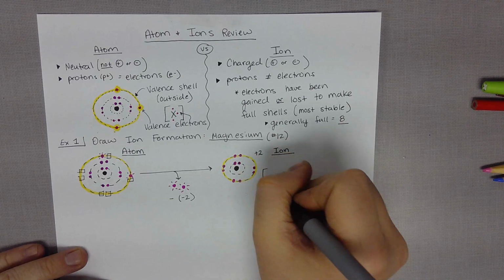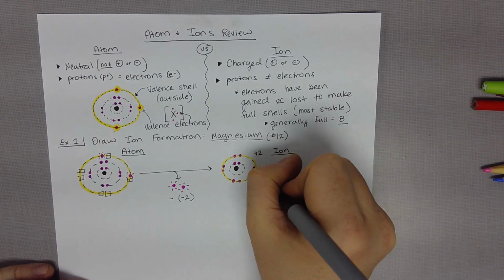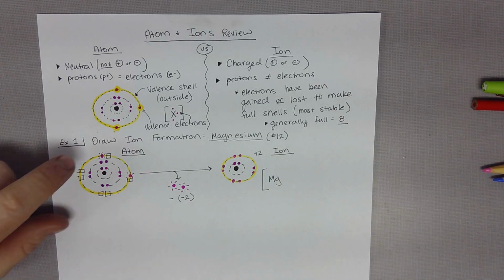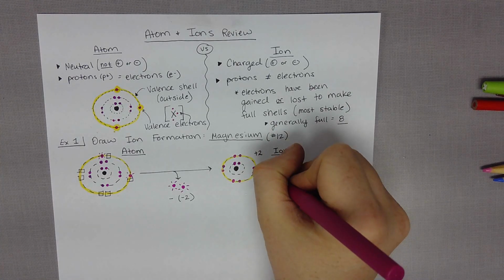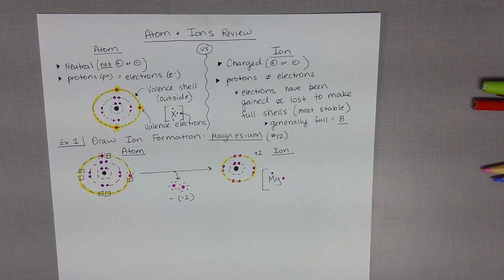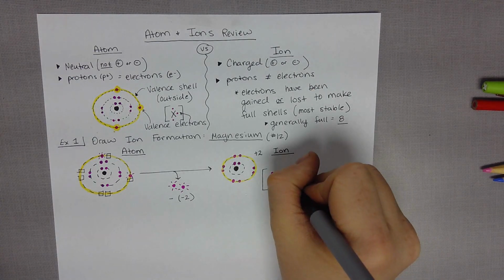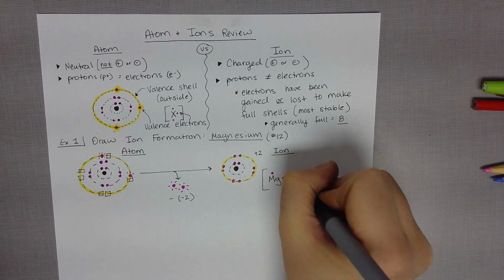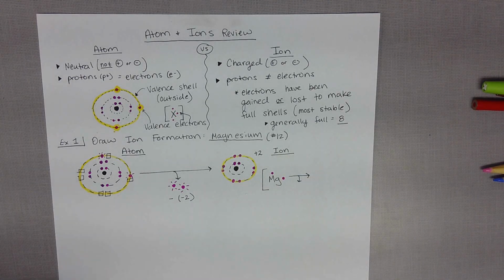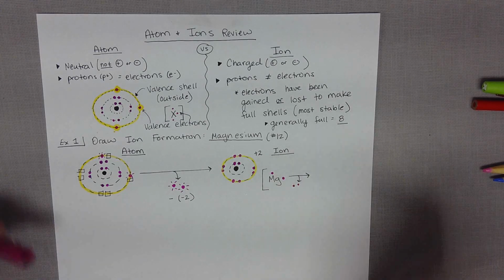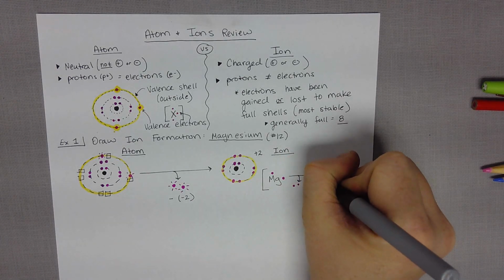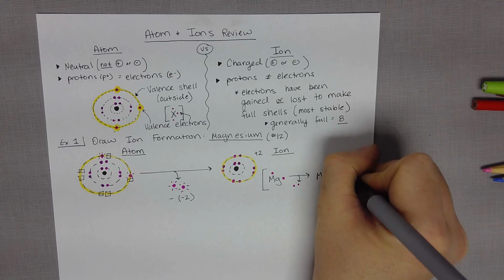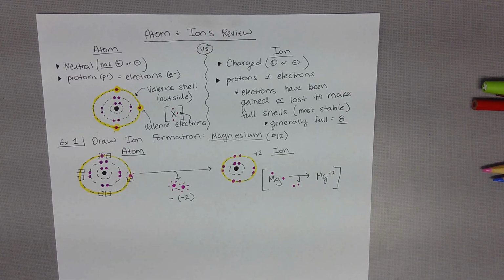We've also drawn this the shortcut way before. Magnesium has 2 electrons in its valence shell. Those electrons leave. And it becomes magnesium +2. Yep. Nothing new. Just a quick review.